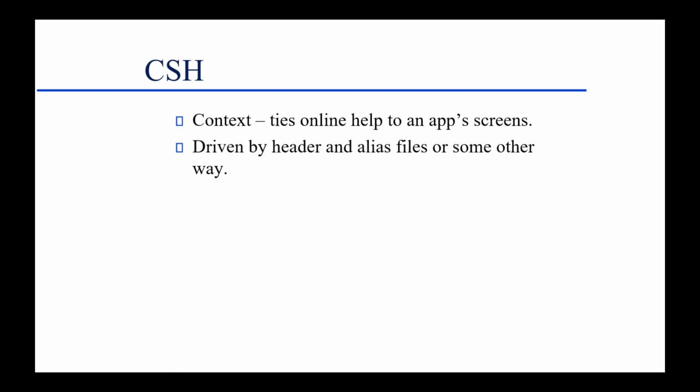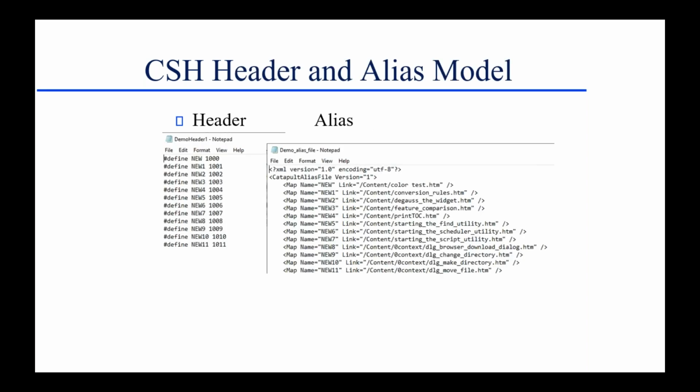CSH is controlled by header and alias files or some other way, and I left that deliberately nebulous. I'll come back to that. But here's the model. On the left, we have the header file. On the right, we have the alias file. And what's going on? Well, when your engineers create the application, they will give a particular ID to each screen. And this would be the right-hand column in the header, 1000, 1001, and so on.